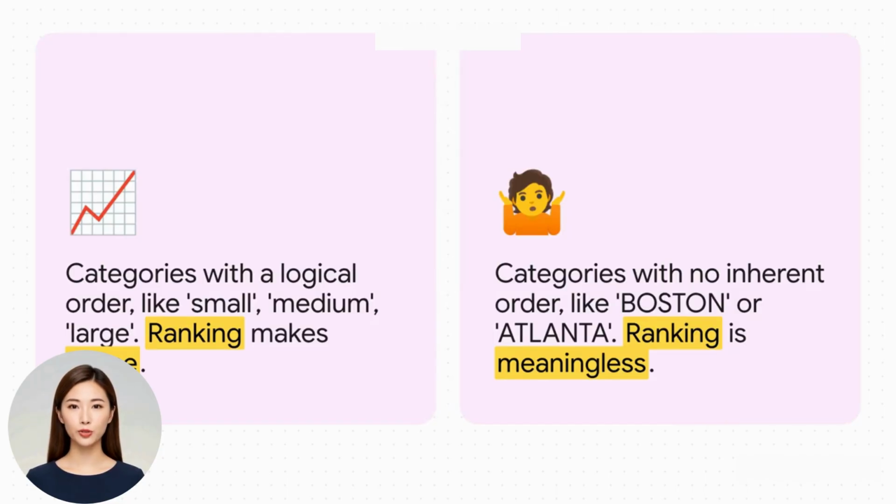And this is the critical distinction. On the one hand, you have data with a natural order. It just makes sense to rank small, then medium, then large. But then you have unordered data, like cities. There's no logical order there. I mean, if we just assigned Boston the number 1 and Atlanta the number 2, the model would think that Atlanta is somehow greater than or more than Boston, which is totally meaningless, right? And that's exactly why we need two different tools for these two different kinds of text.